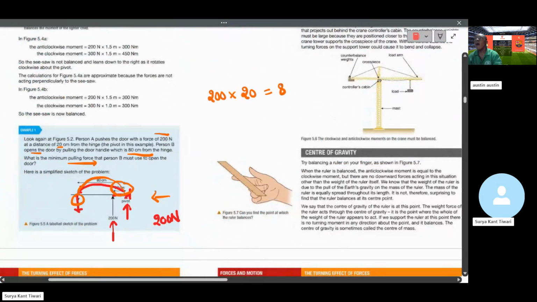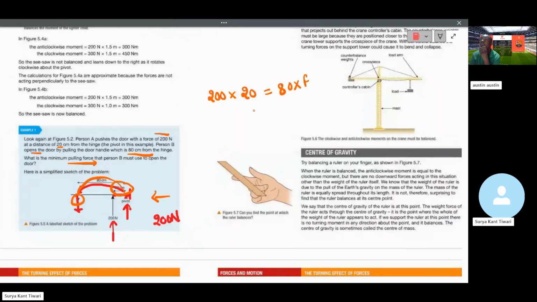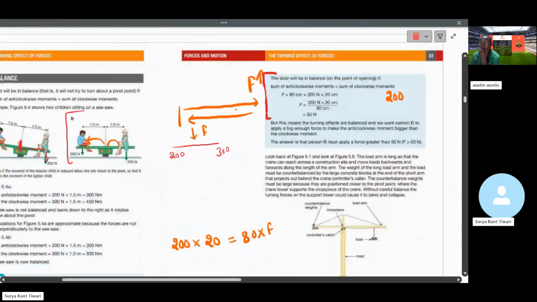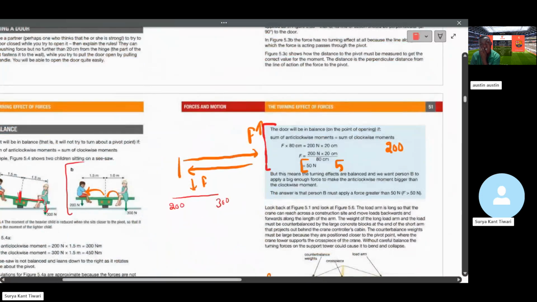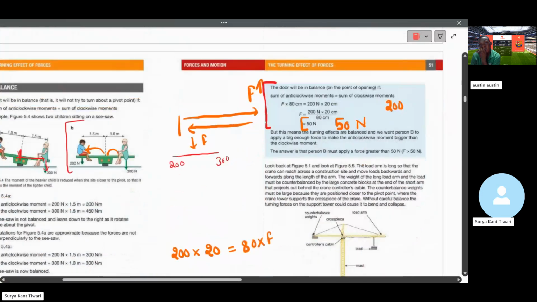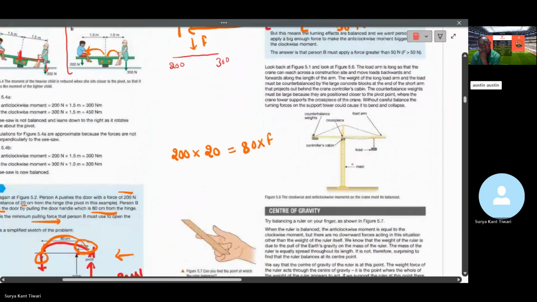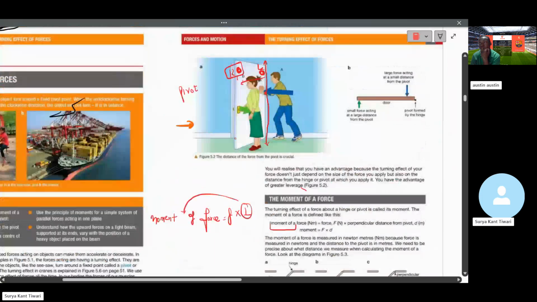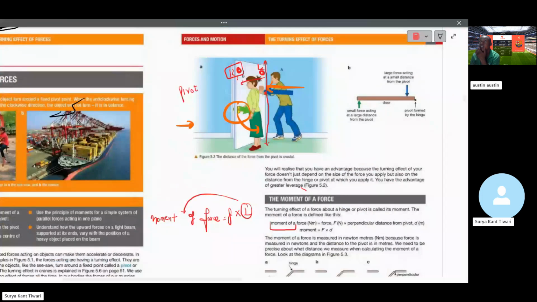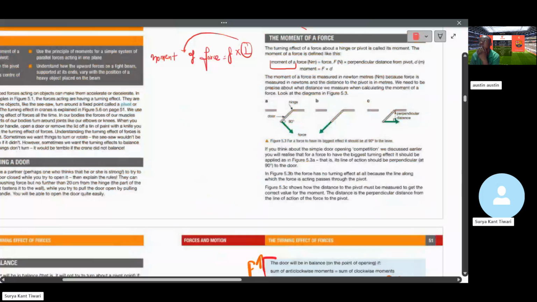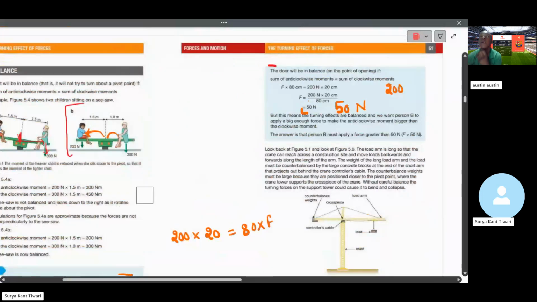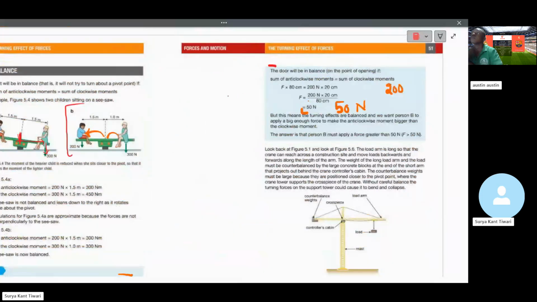And how much force do we have to apply? Let's call it F. So when you simplify this, you get 4000 divided by 80, which is 50 Newton. That means if you apply a 50 Newton force here on the door, you can easily open the door. He is applying 200 Newton, but he is close to the hinge. So the calculation that we are doing here is calculating the moment of force in the two cases, one in this case and one in this case.